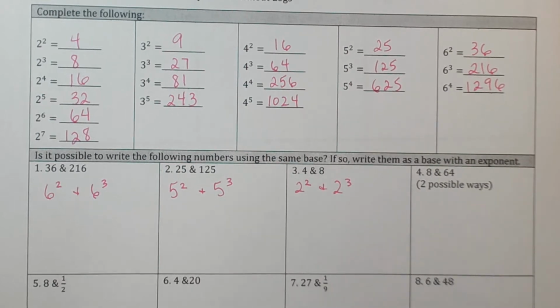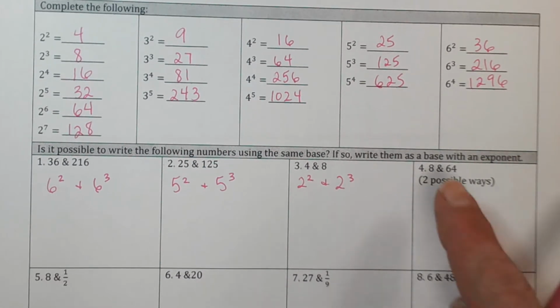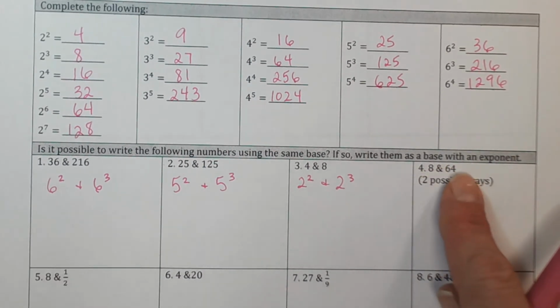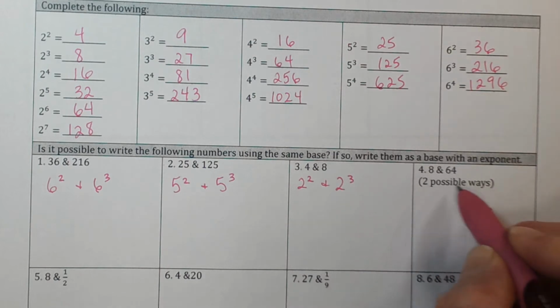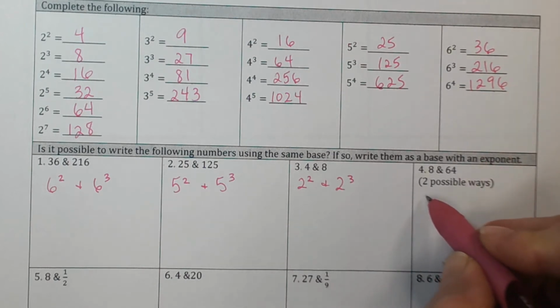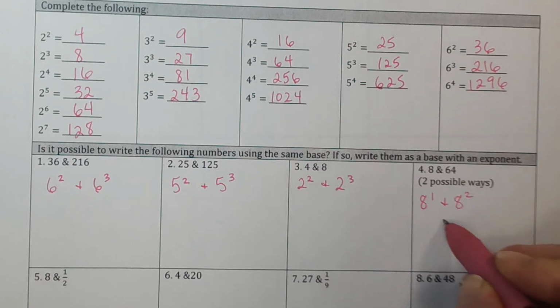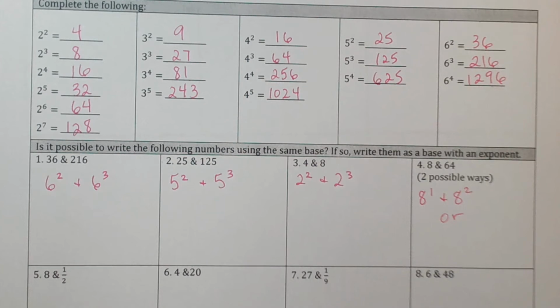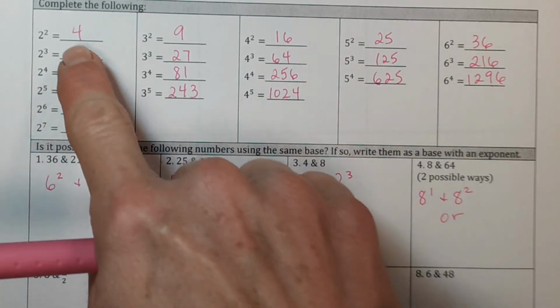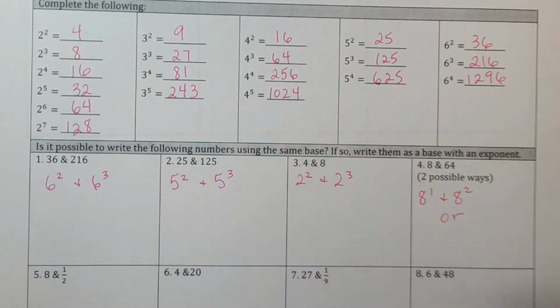All right, now we didn't put our powers of 8 down, but again, I can see that 8 and 64, I know that they are powers of 8. And so I told you right here, there's 2 possible ways to do this one, because we could have 8 to the 1 and 8 squared, or, if we notice over here, these are also powers of 2. So 8 is 2 to the third, and 64 is 2 to the sixth.